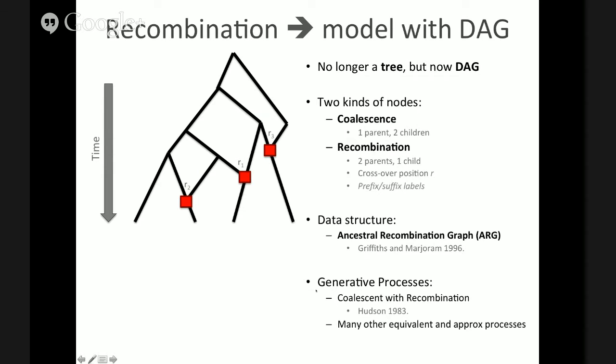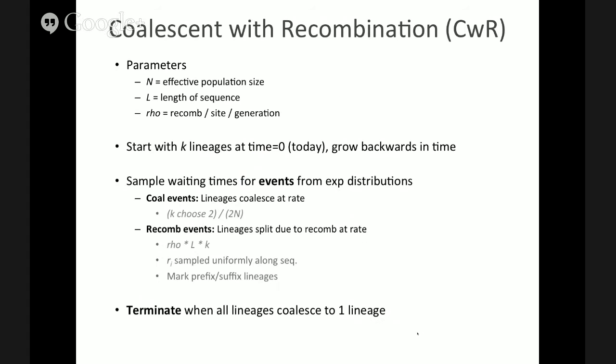And the generative process for how such ancestry is created has been modeled most commonly with this process called the coalescent with recombination. But there's many other equivalent ways of thinking about how this data is generated, and also approximate ways. So I thought I would just briefly review this stochastic process because it underlies a lot of inference and simulation algorithms. The main parameters of this process is that you have an effective population size, how many haploid individuals are in your population.